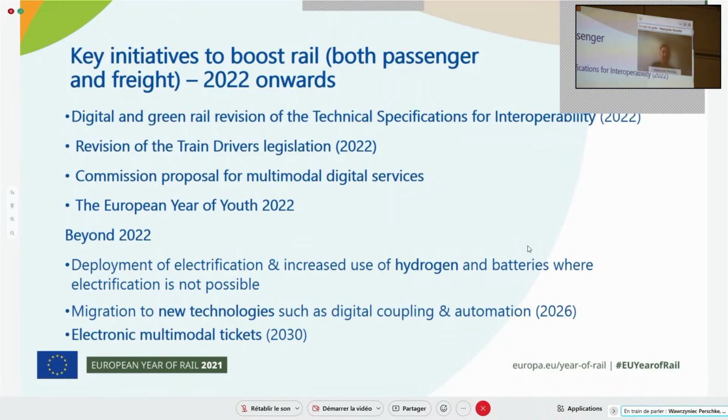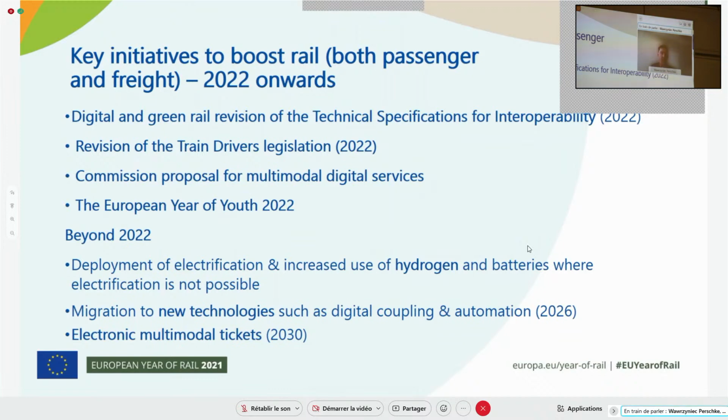Beyond 2022, we'll stay active. We are trying to make sure that whenever possible, electrification goes forward, but through the joint undertaking and in cooperation with other research activities, we'll go for adding hydrogen and batteries, and no doubt clusters such as Ferrocampus will be definitely bringing forward such solutions.